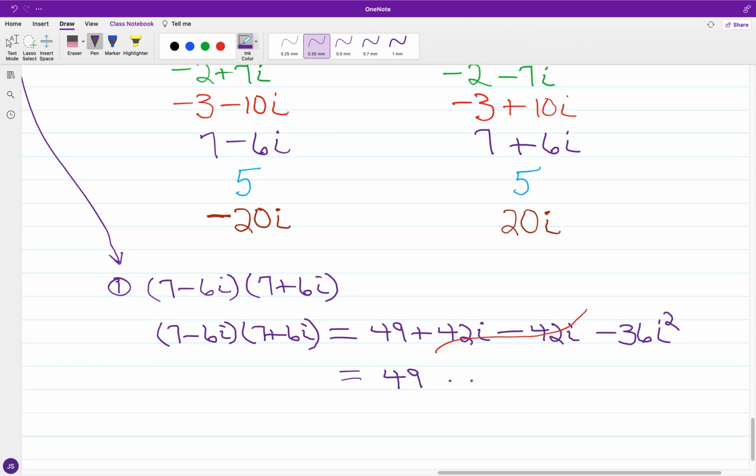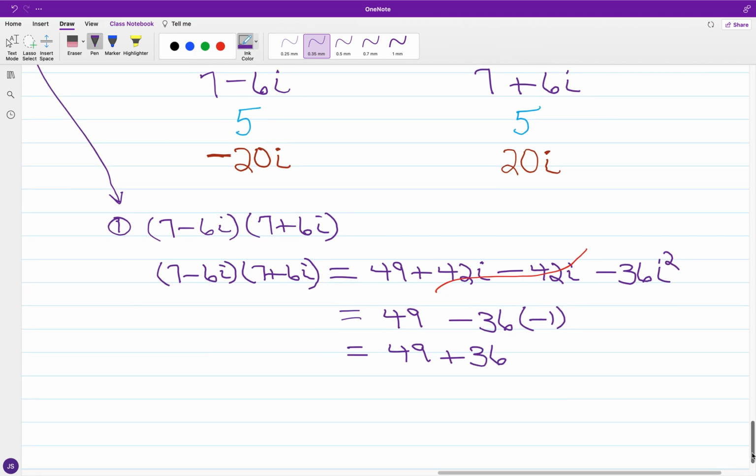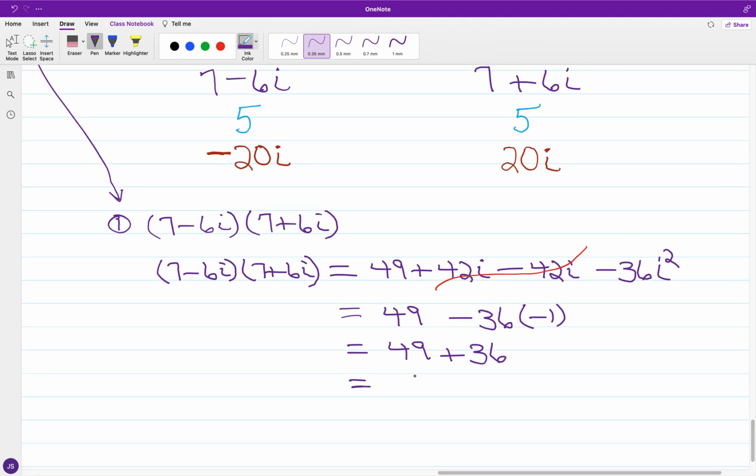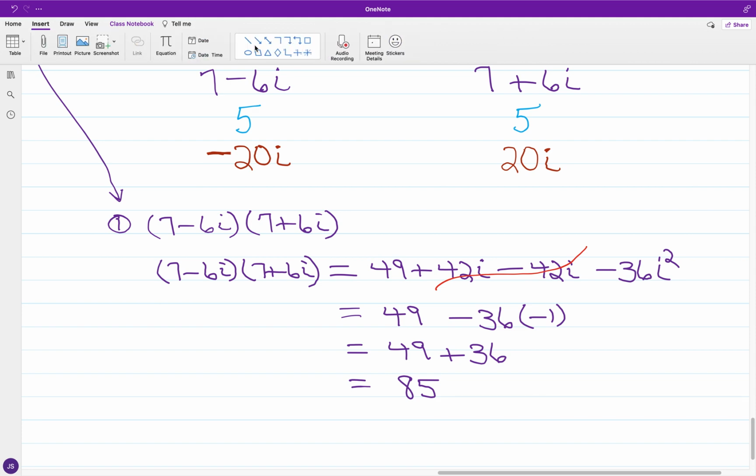And here we have 49 minus 36. Again, you have i squared, it's going to be negative 1. And for what we have now, we got 49. Negative 36 times negative 1 is going to be a positive 36. And the end result is going to be a constant, where the sum of 49 and 36 will be 85.